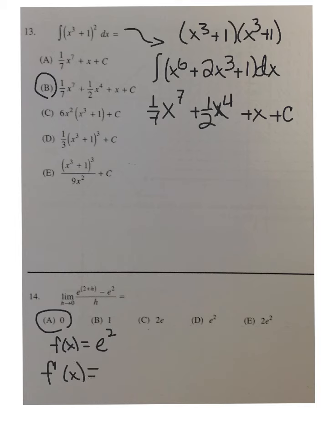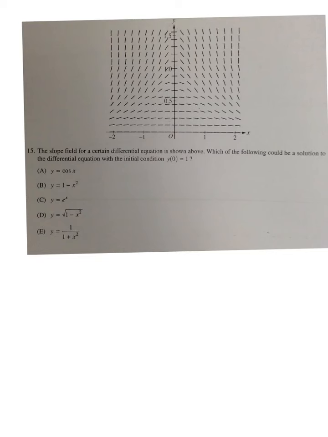Well, you should know that e is a constant. It's 2.718 and so on. And even if we square it, it's still a constant. So if we take the derivative of any constant, we should always get 0.